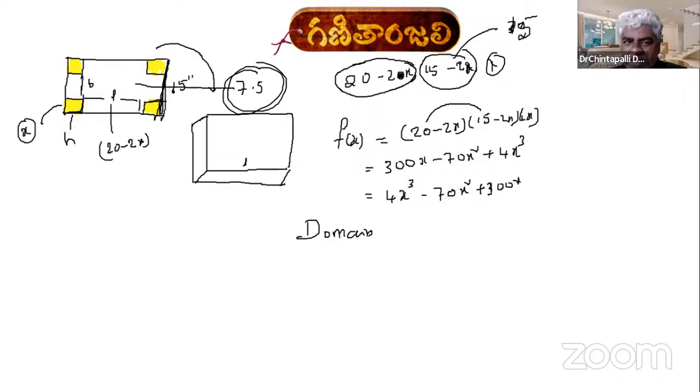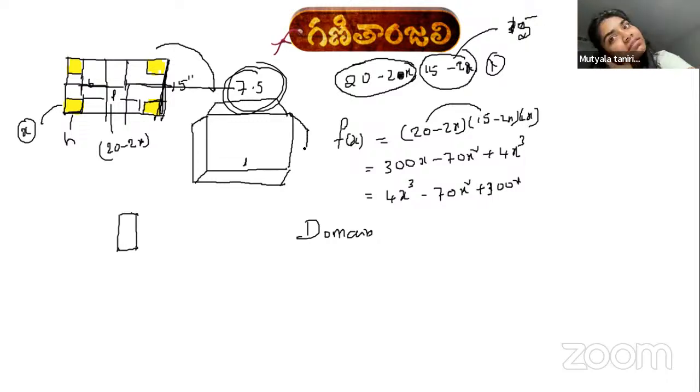Why? Because if there's no cut, like this, it is 7.5, 7.5, 7.5, 7.5. And if we do so, that becomes just like a rectangle, not this type of box. After that we fold these two sides. So we can't make a box with x equal to 7.5.